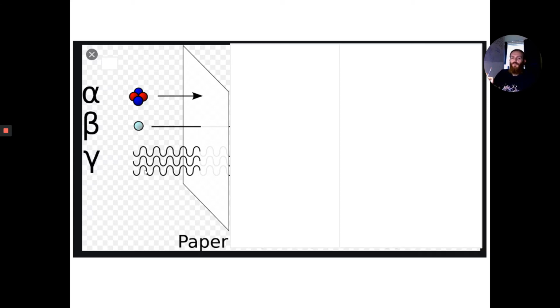So let's set up another obstacle then. One of these is out of the race already. We've got alpha radiation kind of blocked already, but beta and gamma radiation still going strong. So let's move on.